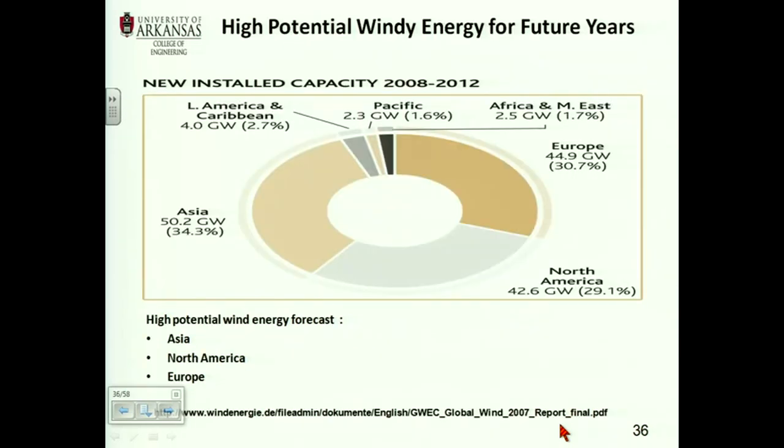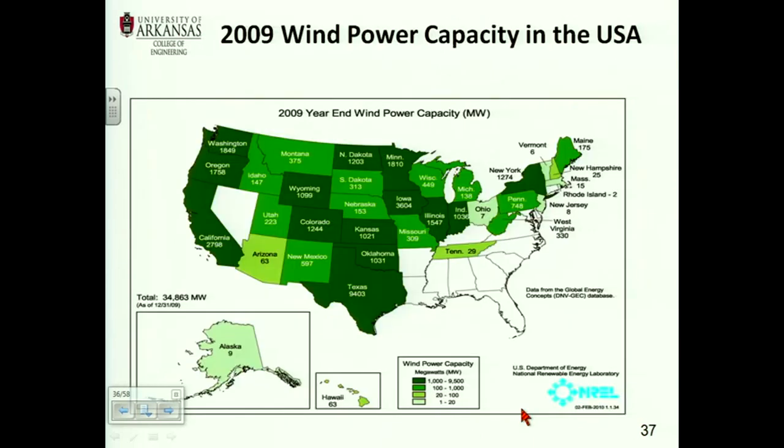And here it talks about, you know, there is the reference, and it tells that in Latin America and the Caribbean, there was 4 gigawatt of power, in Asia 50, Pacific 2.3, Africa 2.5, North America 42. And, you know, this was taken from 2007. We need to update this. Here you look at 2009 wind power capacity, right? Here is where we are.